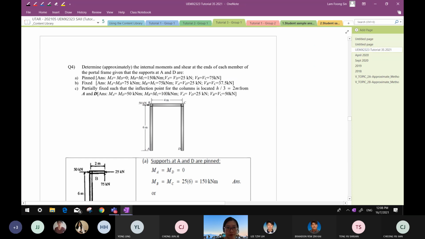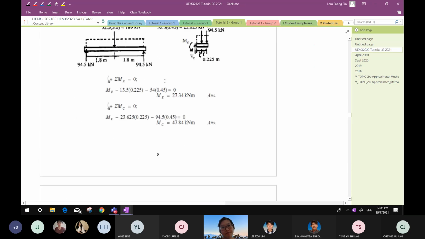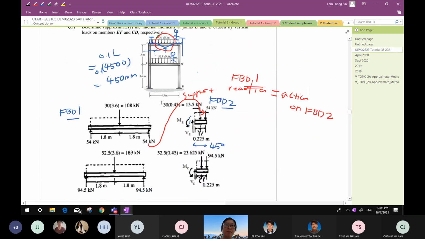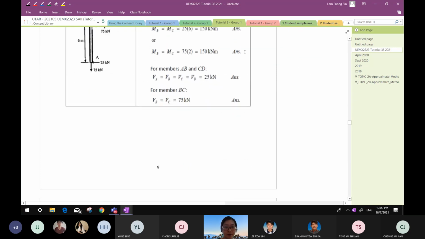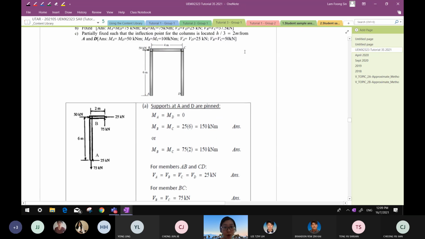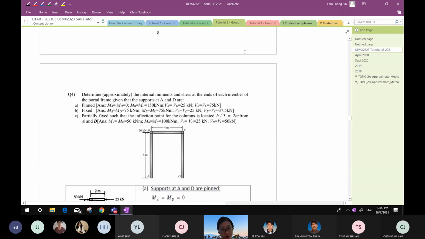Okay, so how about if you have another frame like this? So this is to find the beam, right? To use this beam bending moment. Beam bending moment. Okay. Because just now I was using a ruler. It was the beam, right? But I haven't looked at the column, the frame yet. So sometimes I need the frame moment or the support reaction at the frame.